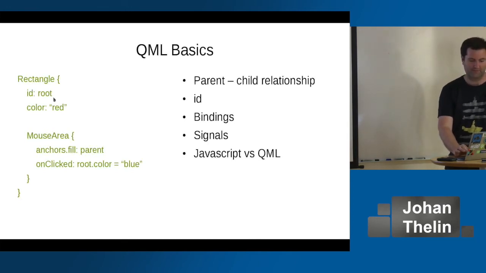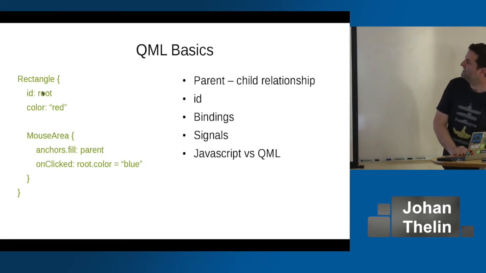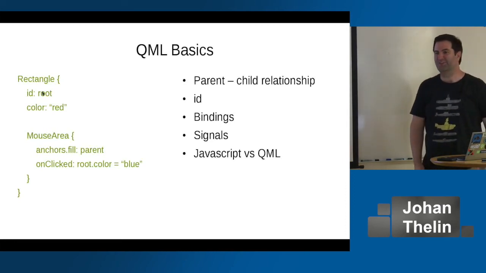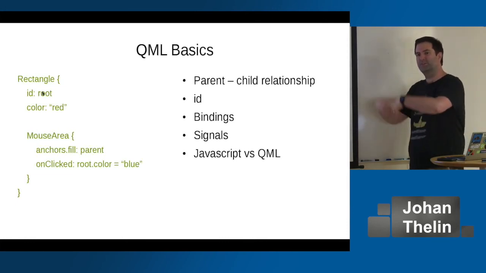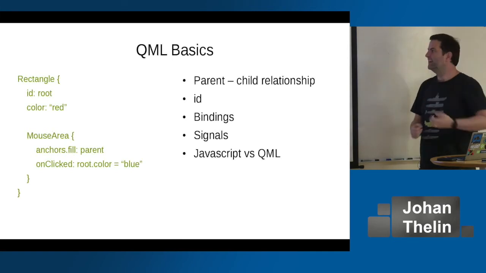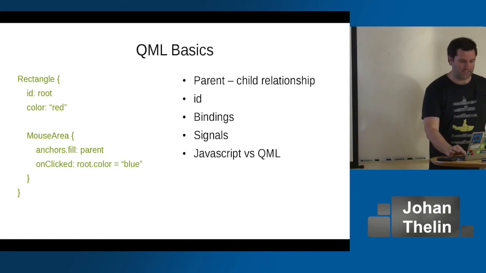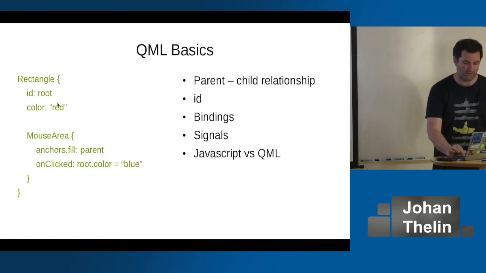Then you have property and what you bind the property to. An ID, the very first thing, happens to be magical. That's the name of the object. You don't have to give a name to an object, but if you want to be able to reference it, you use the ID property. Everything else is basically a property with a type, and then JavaScript.